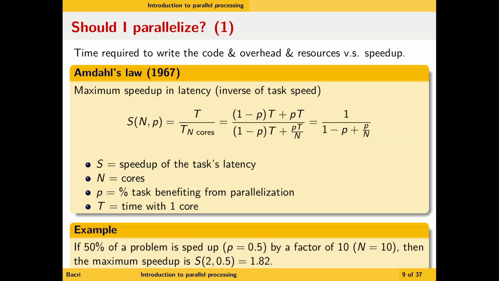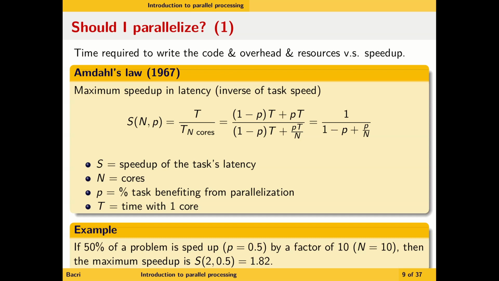a part that is sequential and cannot be parallelized, and the part that can be parallelized. And if you have n cores, the sequential part is fixed, and the parallel part's time can be divided by the number of cores, because you will split that work across n cores. So if you simplify this, the formula becomes this one. As an example, if half of a problem can be sped up by a factor of 10, the speedup from this can be up to 1.82.